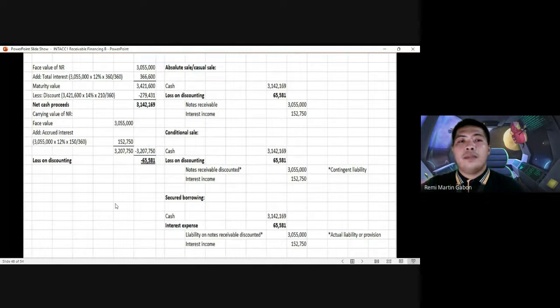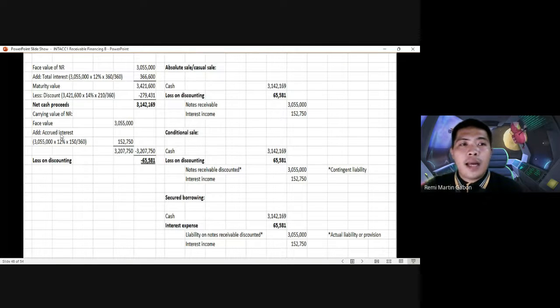Okay? So how do we journalize? Under absolute sale or casual sale, which is without recourse assumption, we debit cash by the amount of the net cash proceeds, which is 3,142,169. We debit the difference as a loss on discounting, 65,581. We credit notes receivable by the face amount of 3,055,000. Then we credit interest income.